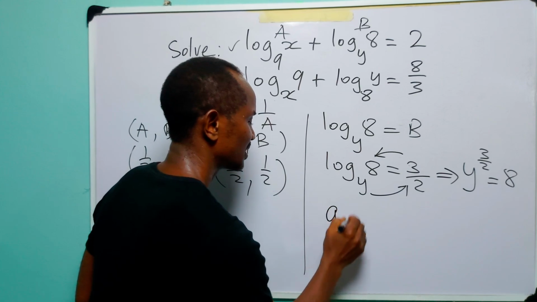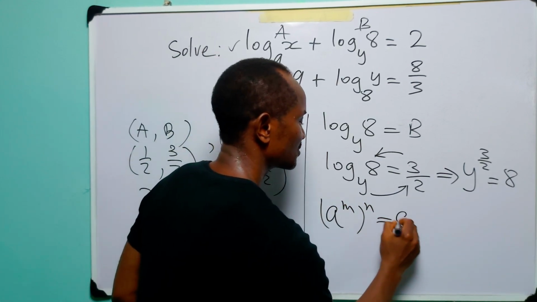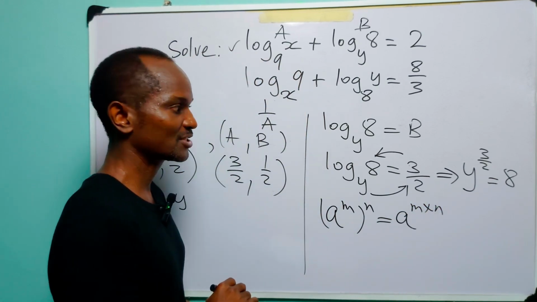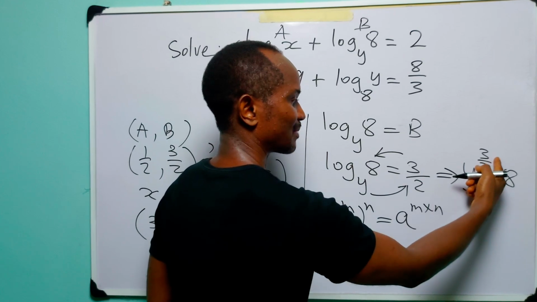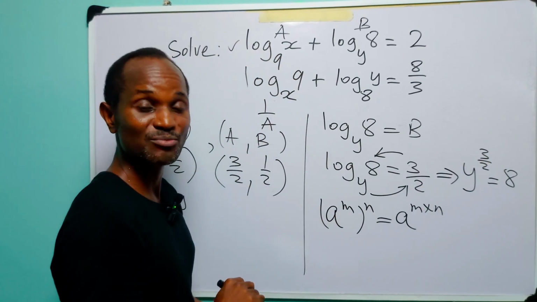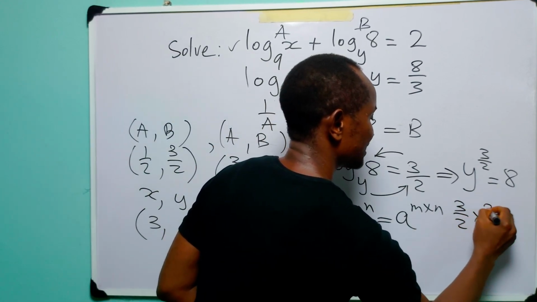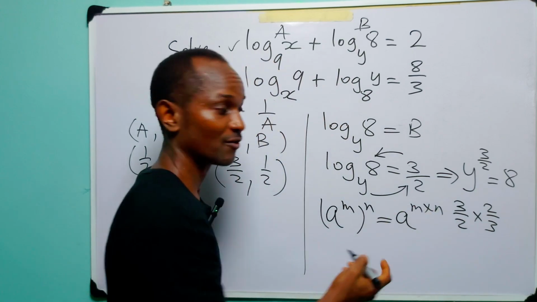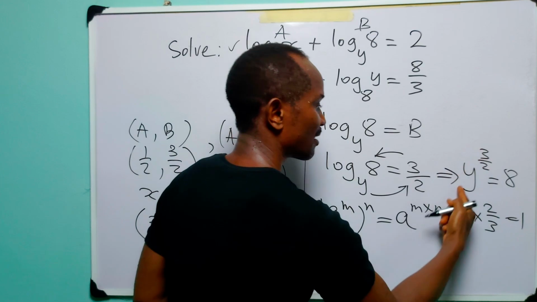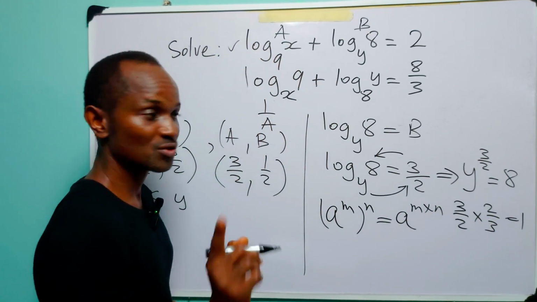Remember that when we have a raised to power m raised to power n, this is equal to a raised to power m multiplied by n. So basically the question is, what are we going to multiply 3 over 2 by to get 1? And of course, that is the reciprocal of 3 over 2, because we know that 3 over 2 multiplied by 2 over 3, which is the reciprocal of this, is equal to 1. So what we are going to do is raise both sides of this equation to power 2 over 3.